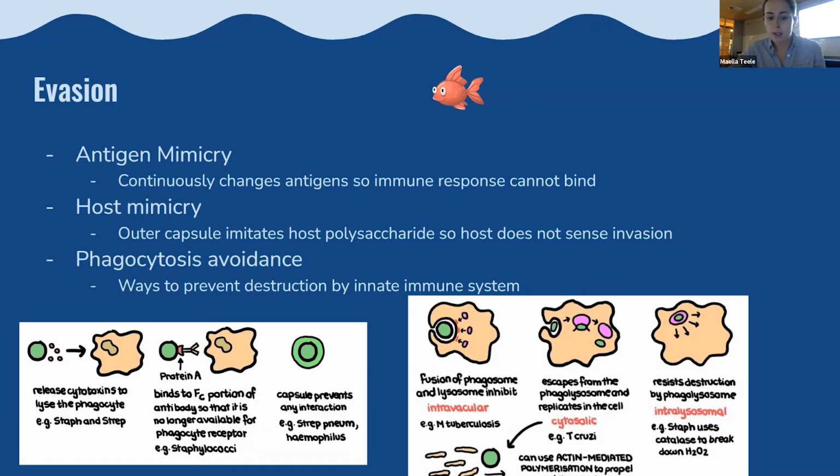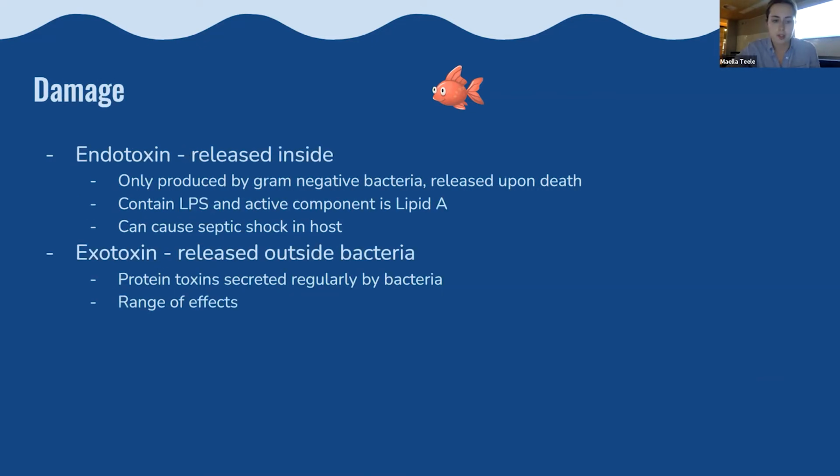You've also got bacteria that can fuse the phagosome and the lysosome, which inhibits intracellular killing. If you have a look at all these diagrams, there are many different ways in which it can avoid phagocytosis, but probably the most common ones are release of cytotoxins and the capsule, which prevents any interactions. So next up.